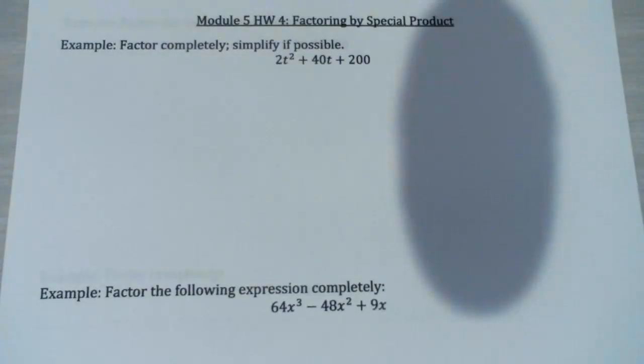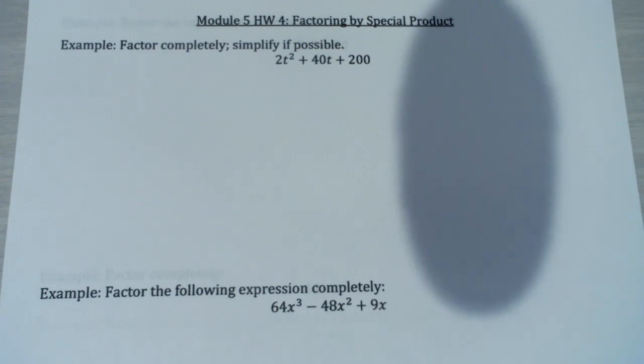All right, so this video is going to cover Module 5, Homework 4, Factoring by Special Products. So we talked about factoring in this Module 5 so far, but these are just kind of special cases. So factor completely, simplify if possible, 2t squared plus 40t plus 200.